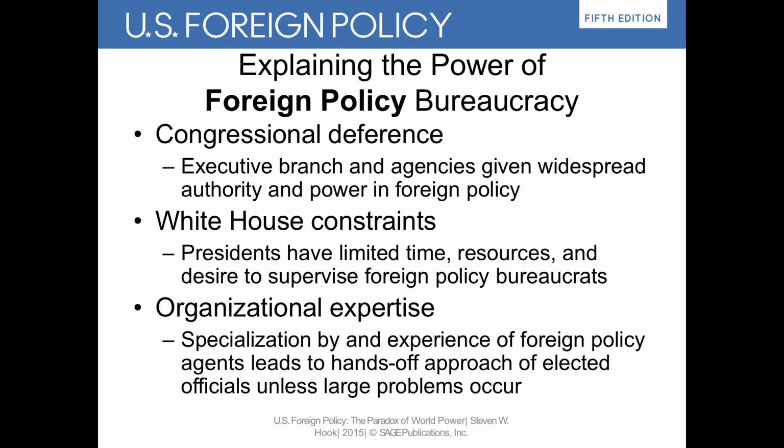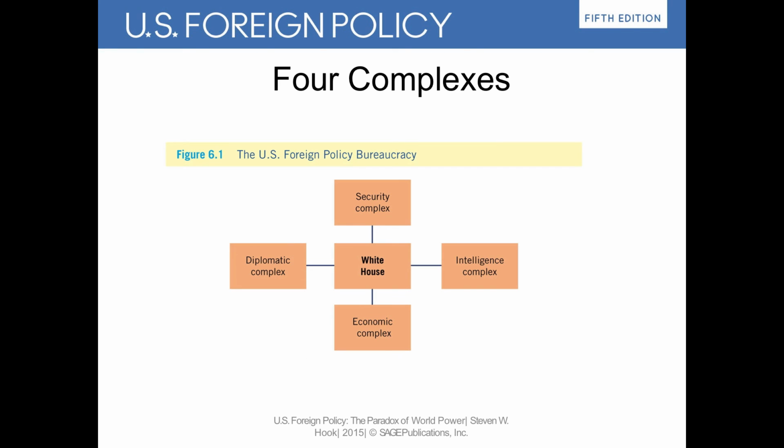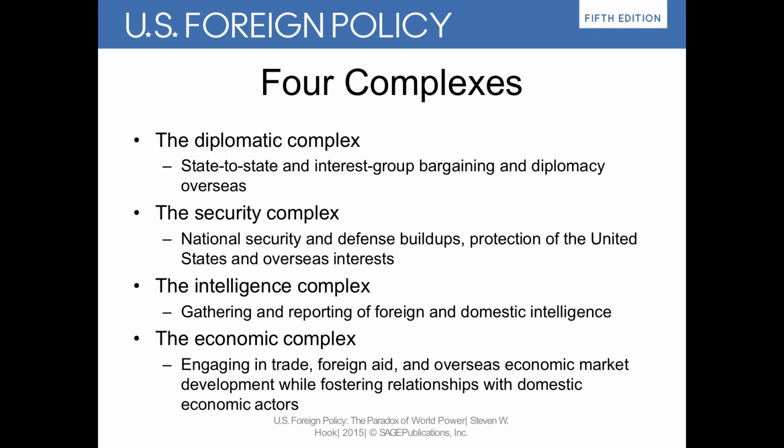So thinking back to the beginning of this PowerPoint slide, the expertise of any bureaucracy matters a lot in foreign policy when coupled with congressional deference and White House constraints. So here are the four complexes in the middle with the White House, and today we'll just start with diplomatic, and then we'll cover the other three later in the week. So diplomatic: state-to-state and interest group bargaining and diplomacy overseas.